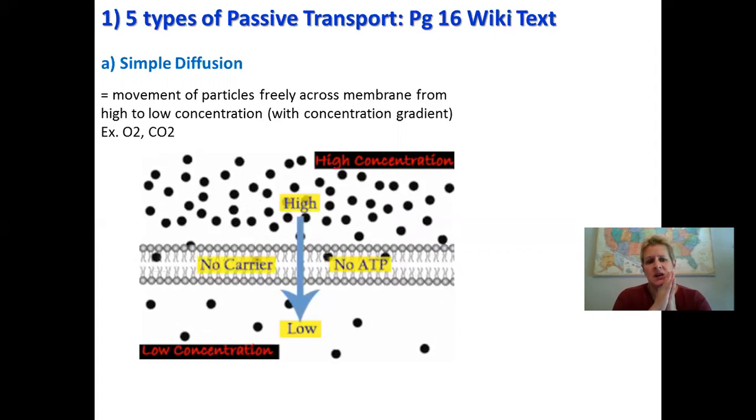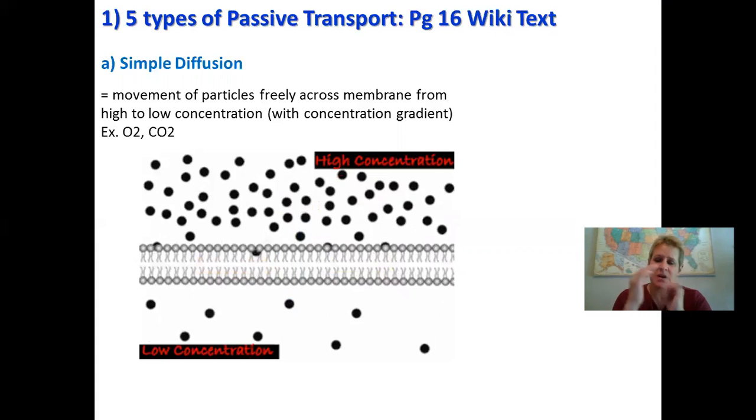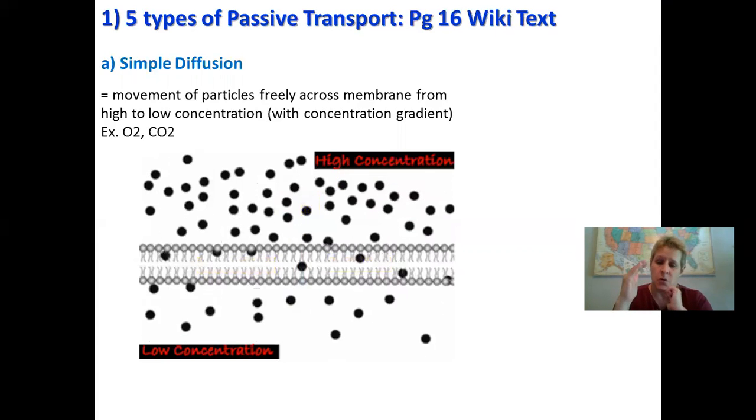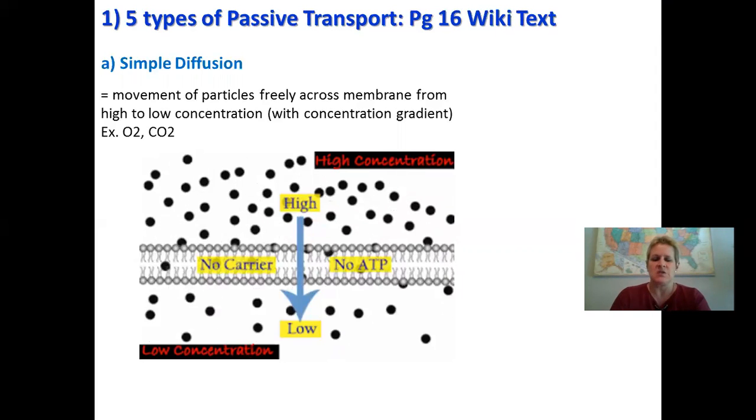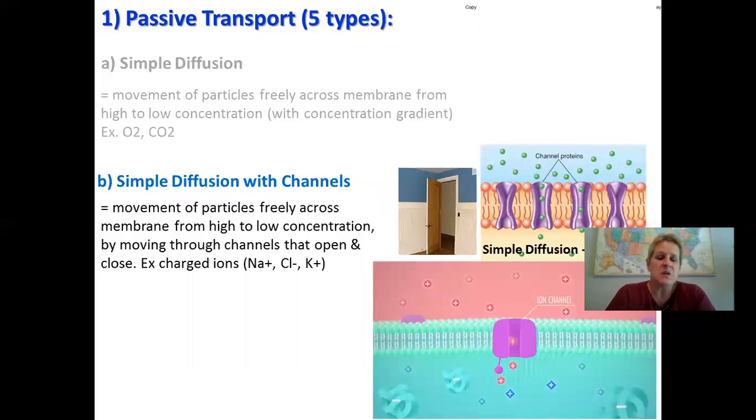Even though glucose is, well, we'll talk about that in a second. But basically remember high to low, going with the concentration gradient. No energy required. So let's look at another type of diffusion. Simple diffusion with channels is, well, think of it as a door that basically has to open up to allow you through, and the wall would be the membrane.